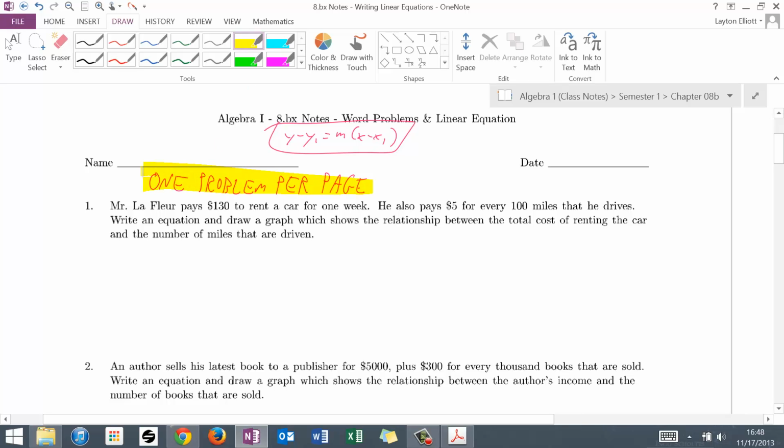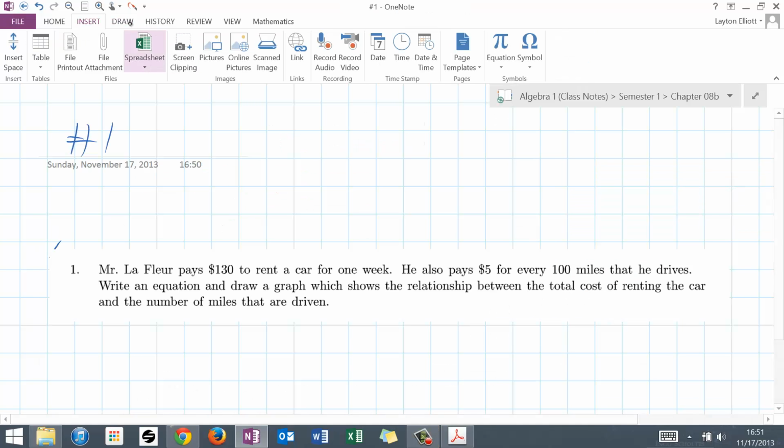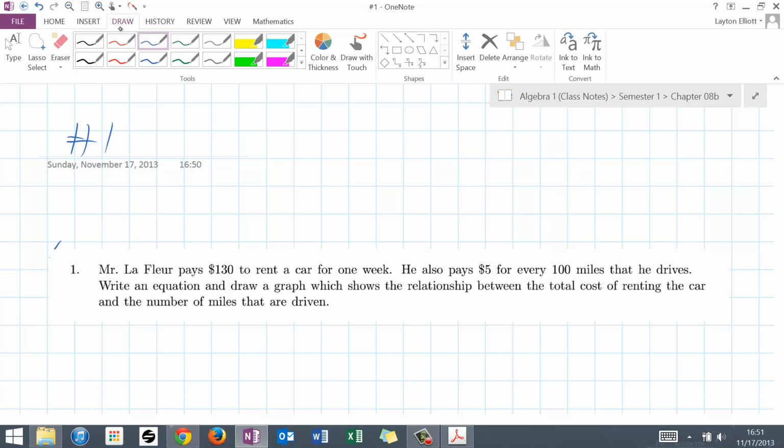I want to do one problem per page. So I'm going to do this on graph paper. I'm going to pause the video and switch this over. So I have this on a separate page now, and I need to analyze this.